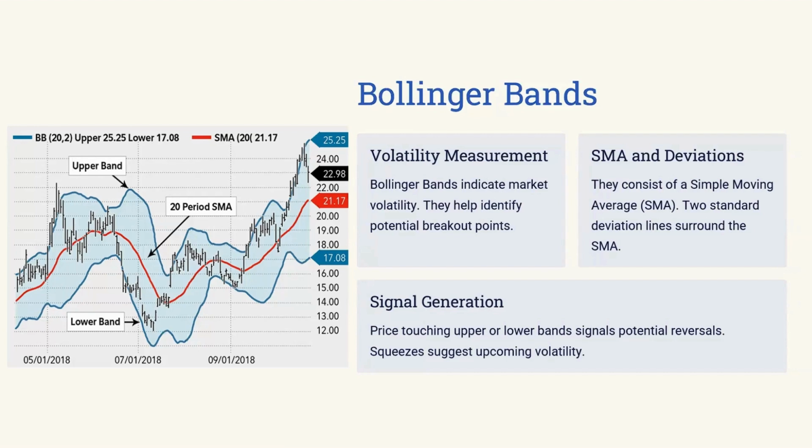From the point of view of application examples, a trader might initiate a long position when the price breaks above the upper Bollinger Band after a squeeze, confirming strong bullish momentum, especially when accompanied by high volume. In a sideways market, a trader would sell when the price touches the upper band and buy when it touches the lower band, assuming a reversion to the mean.